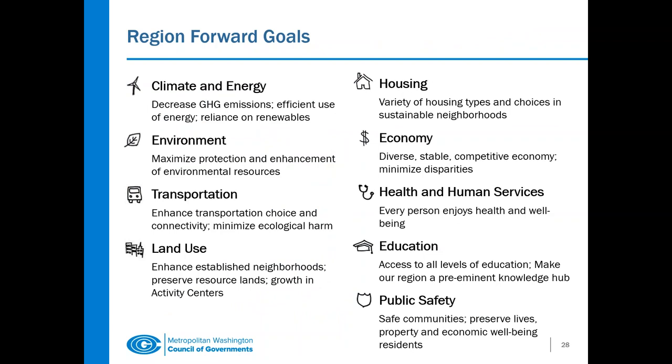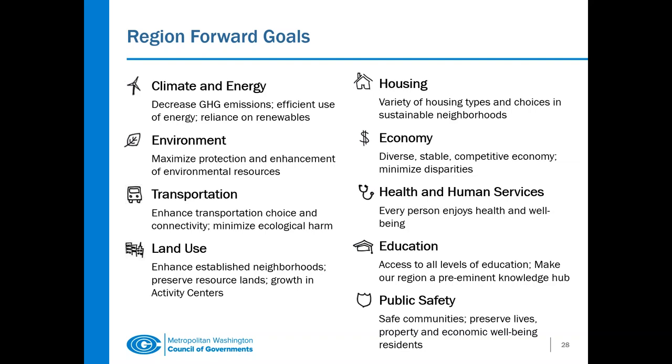Our Region Forward goals, we have 9 main goals that are featured here. The vision was adopted by the COG board, locally by all our members, city councils or county commissions, and endorsed by several civic and nonprofit organizations, all of which incorporate these shared goals into their own planning efforts. All of our work here at COG supports the vision and mission.